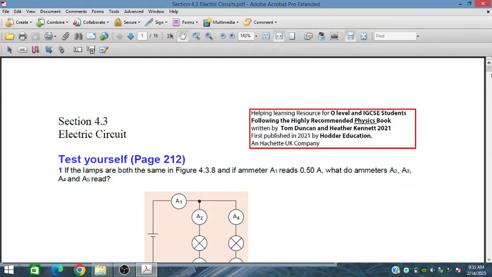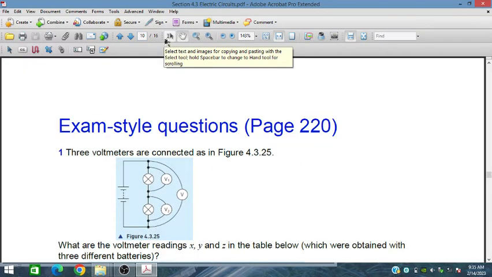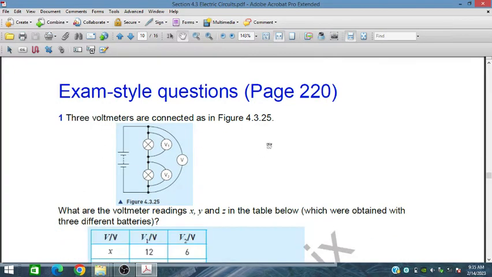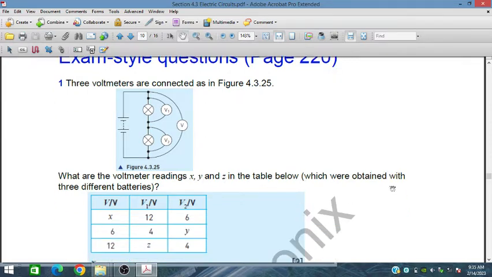In this session we will discuss exam style questions on the topic electric circuits. So 3 voltmeters are connected as in figure 4.325. So this figure, this voltmeter, and this is voltmeter. What is the voltmeter reading XYZ in the table below, which are obtained with the 3 different batteries.